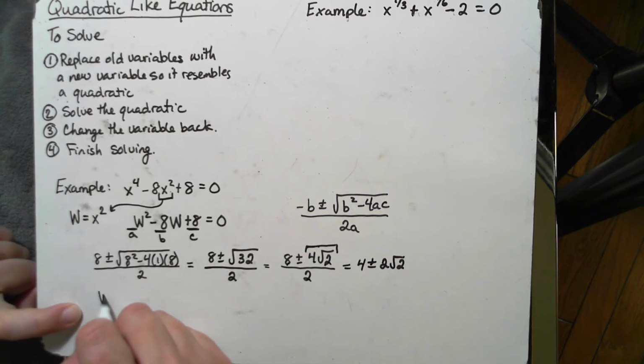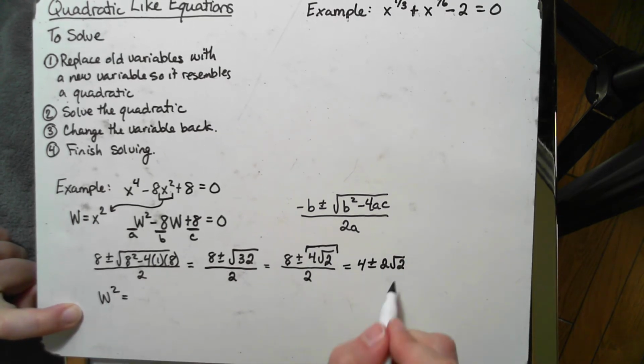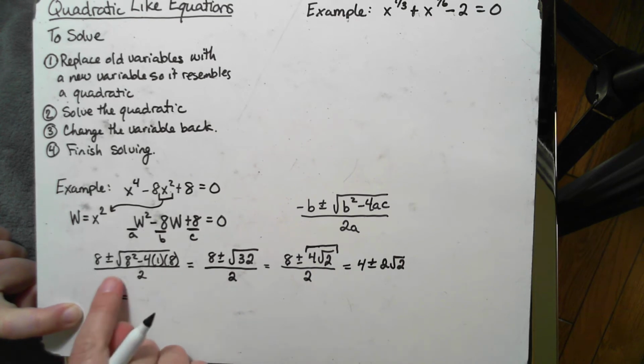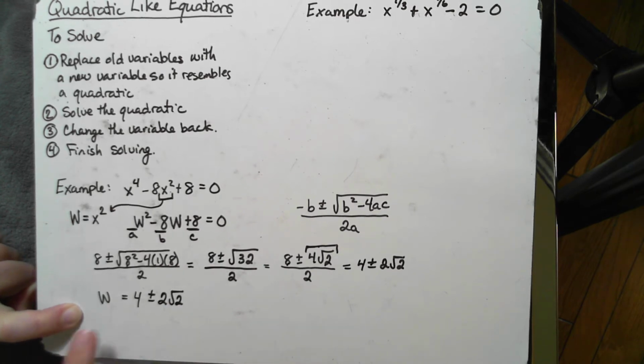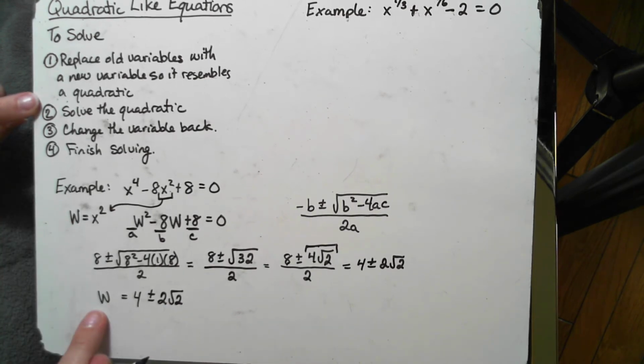Okay, w squared equals this thing. Or sorry, w equals that thing. So 4 plus or minus 2 square root 2. Now, I have solved my quadratic.